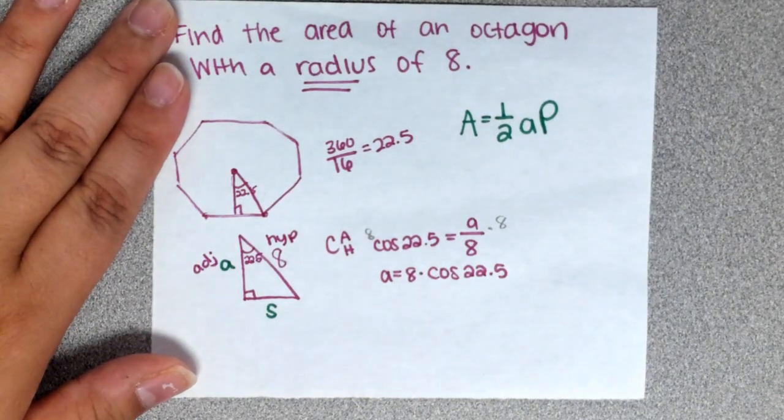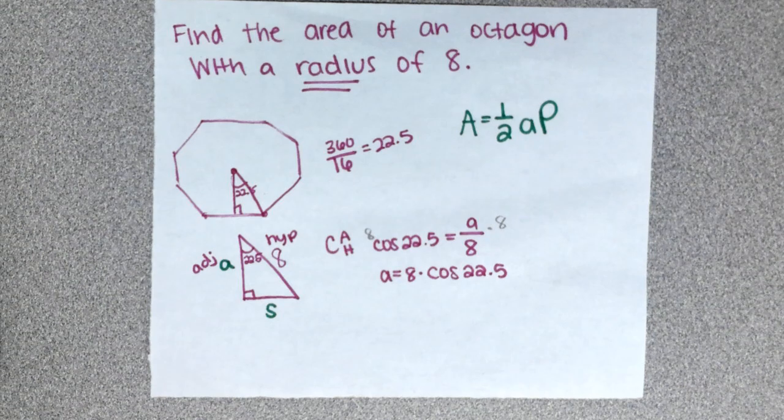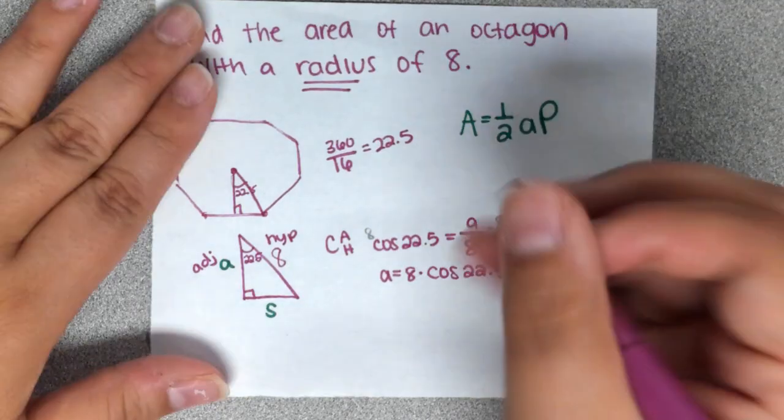Please multiply 8 times cosine of 22.5. And when you do this in Desmos, please write a little a before it. So a equals 8 cosine of 22.5. Exactly how I have it written. a equals 8 cosine of 22.5. I gotta be in degrees. Okay. Did y'all get 7.391? Okay.